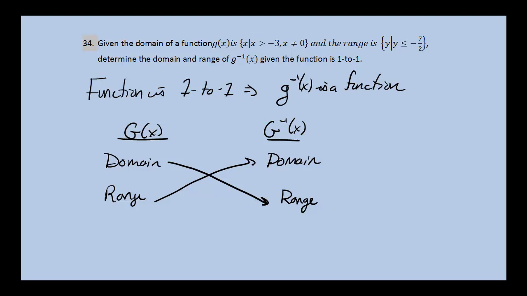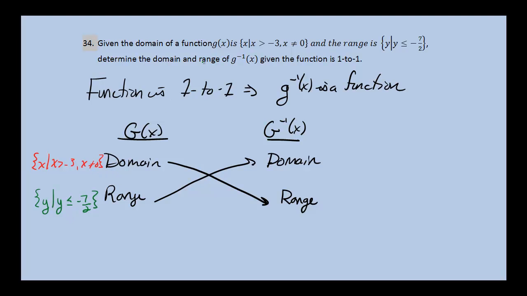So in this circumstance, I'll do it in red, the domain of g is x such that x is greater than -3 and x cannot equal 0. And then the range is y such that y is less than or equal... actually, I'll do this one in a different color, I'll do this one in green. So this one is y such that y is less than or equal to -7/2. So this will be the domain of g and the range of g.